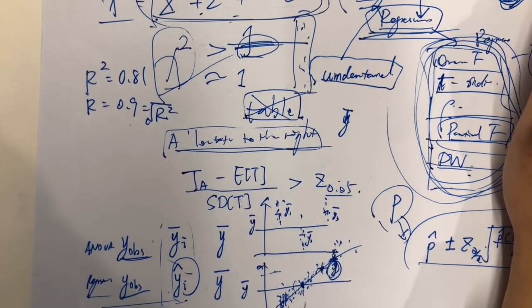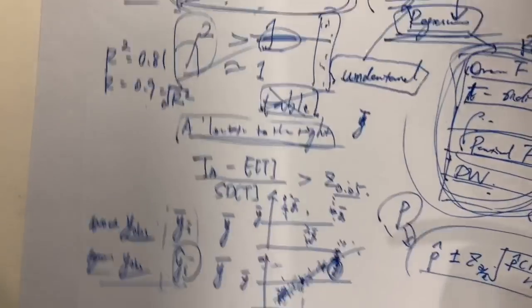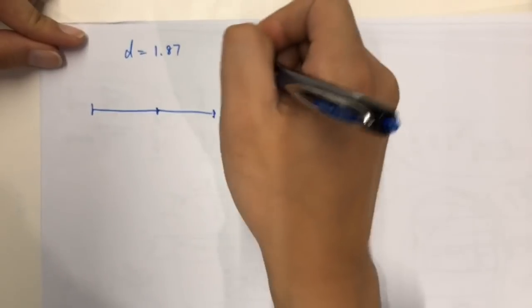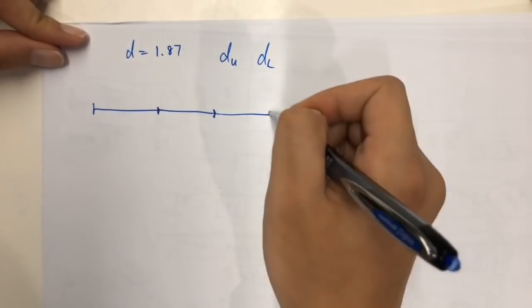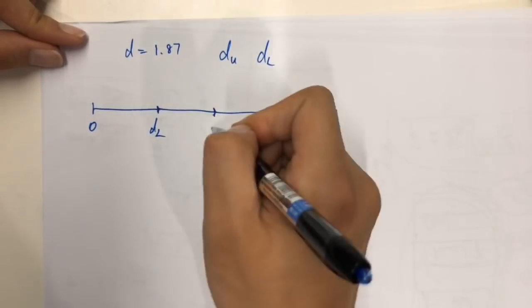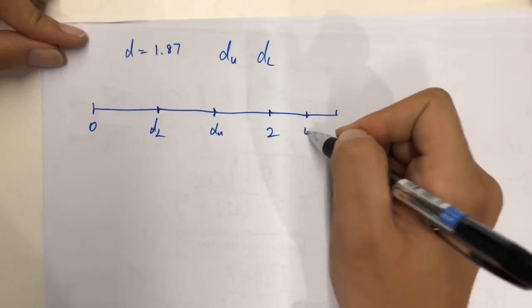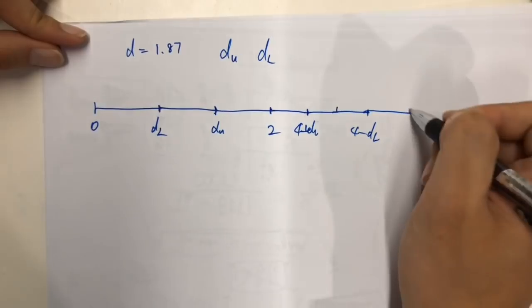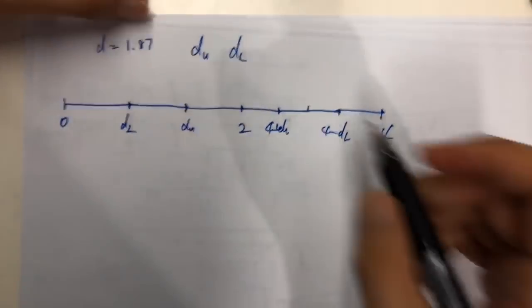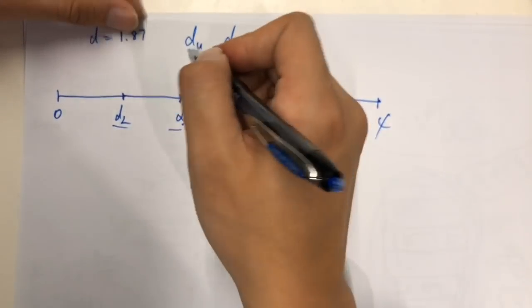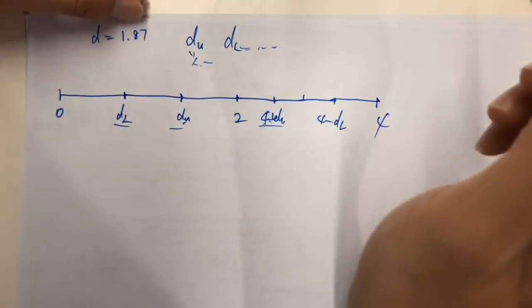Could you explain the Durbin-Watson test? Okay, again. In your formula sheet, you will be given a D, 1.87, right? And you will also be given DU and DL. So we have 0, DL, DU, 2, 4 minus DU, 4 minus DL, and 4, okay? DU and DL will be given. They can be 1 point something, okay?